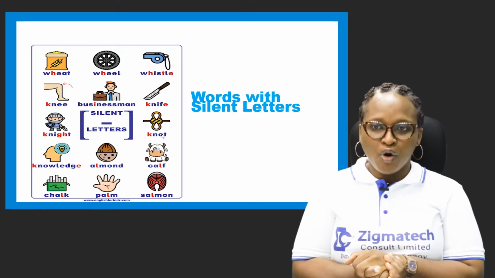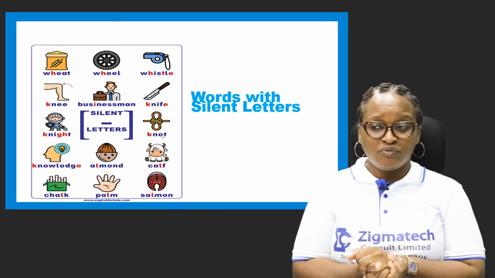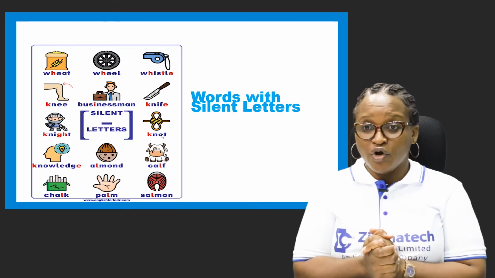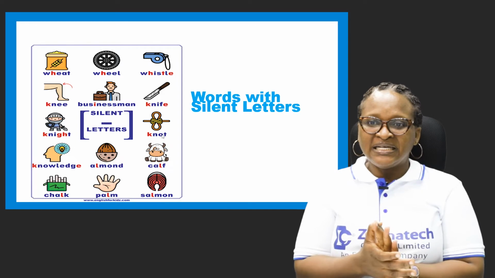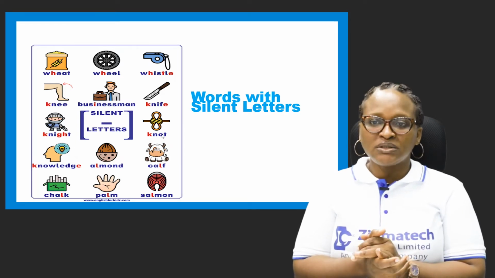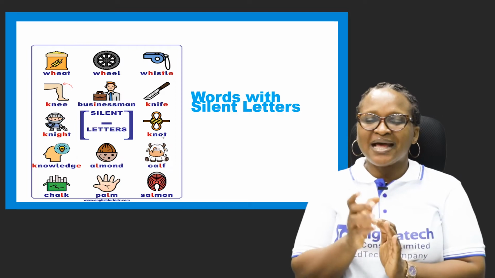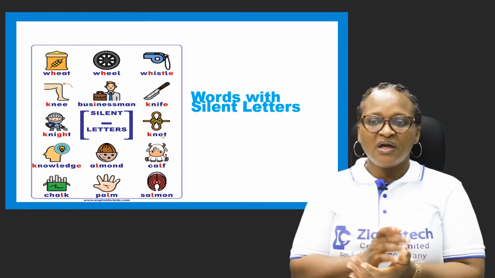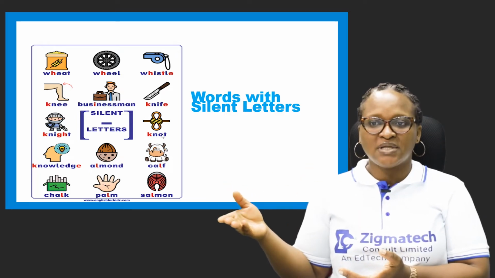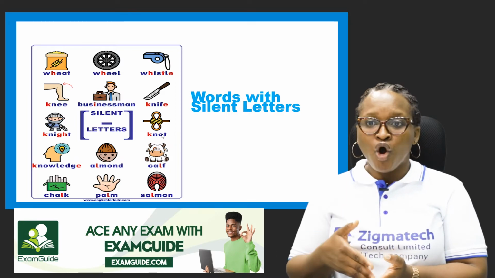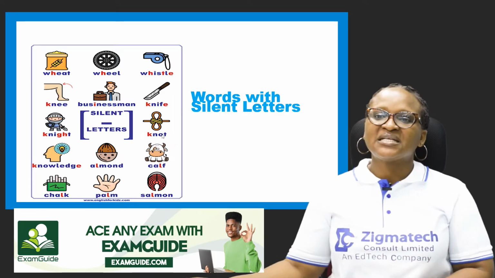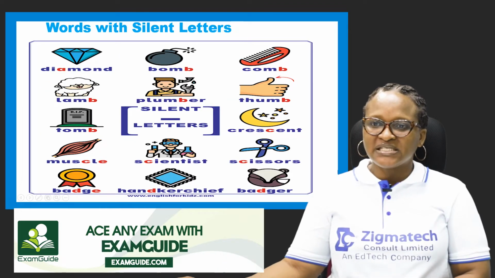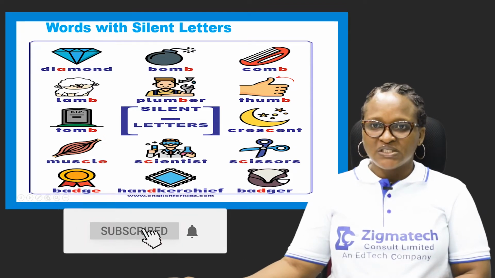We have almond, a type of nut that is eaten. So it's not al-mond, rather it's almond. That makes a longer R sound. Almond. The word calf, the L is not pronounced, so it takes a longer R sound. Calf. Likewise, chalk. Likewise, palm and salmon. All right, these are other examples with letters that are not pronounced.